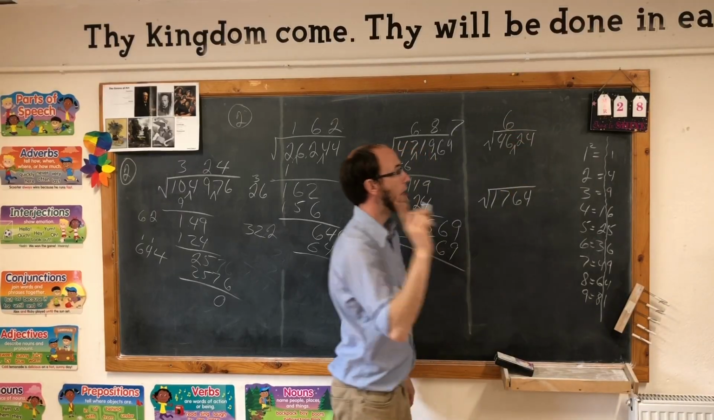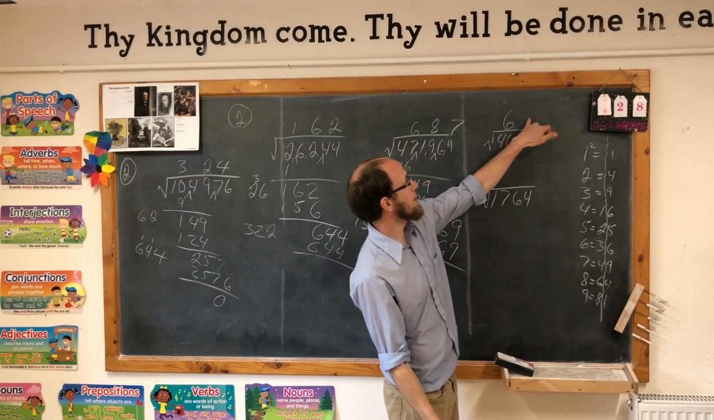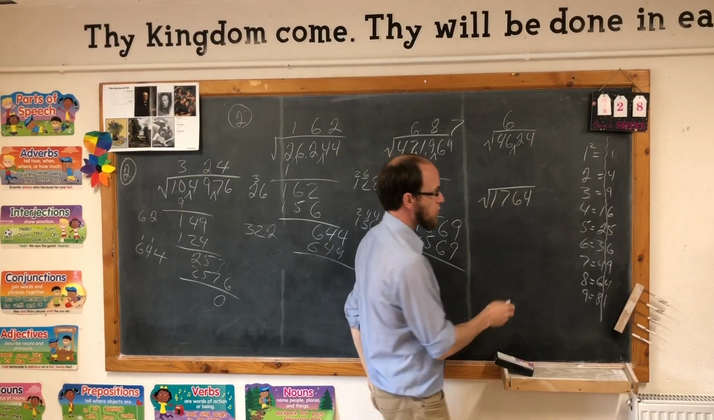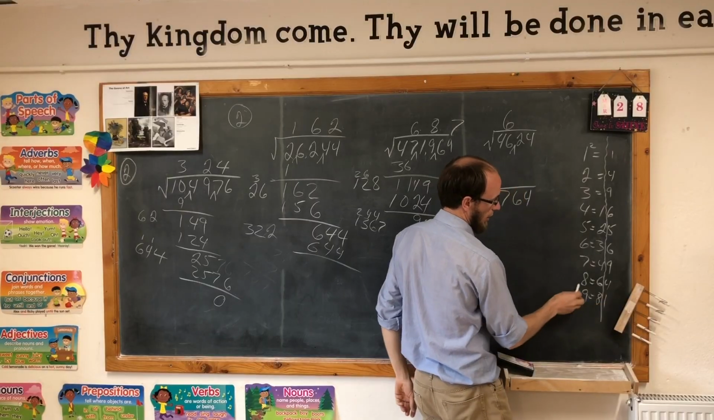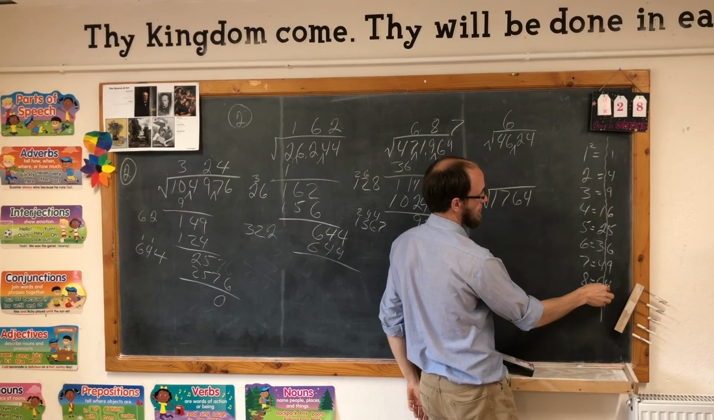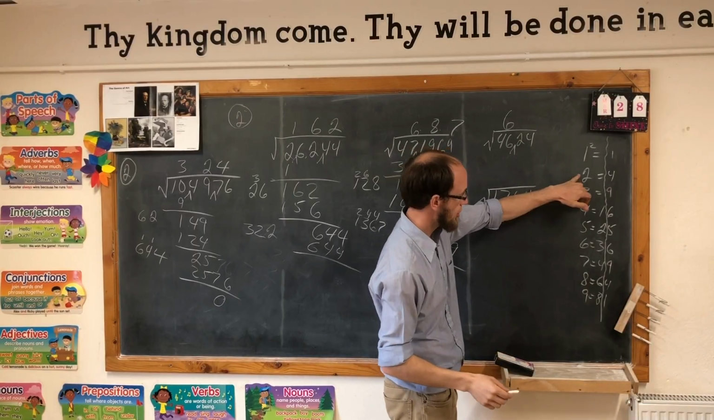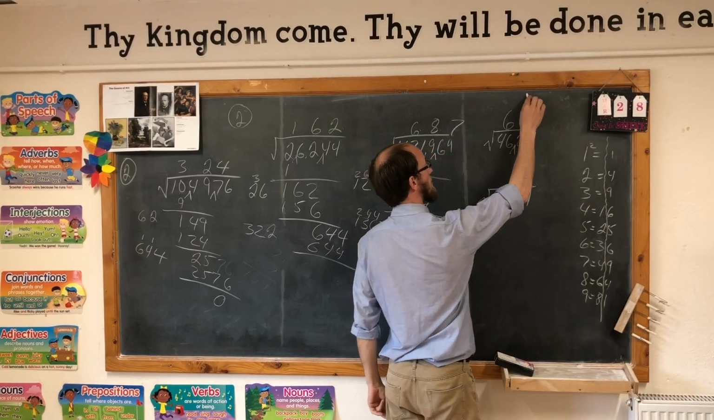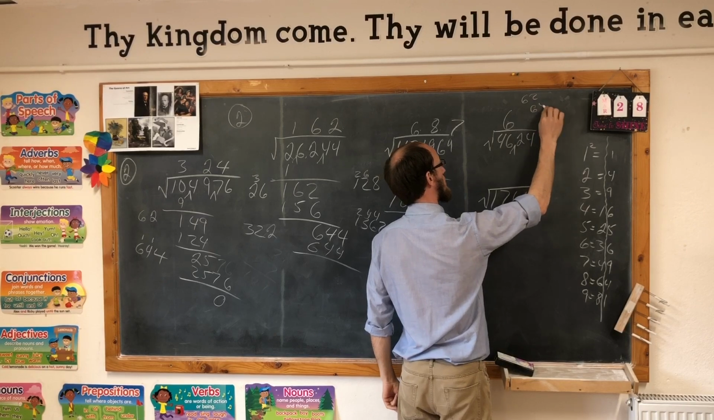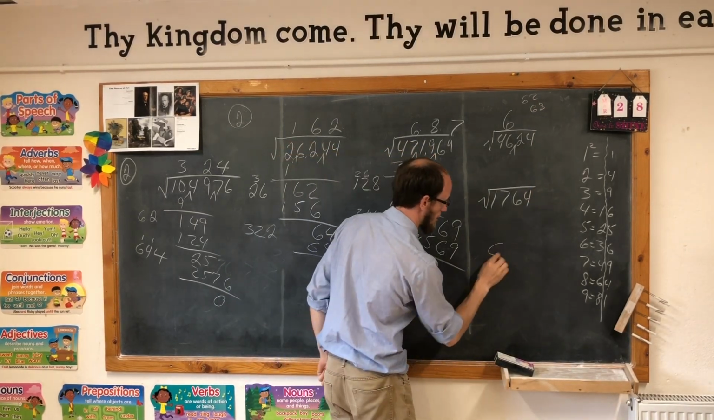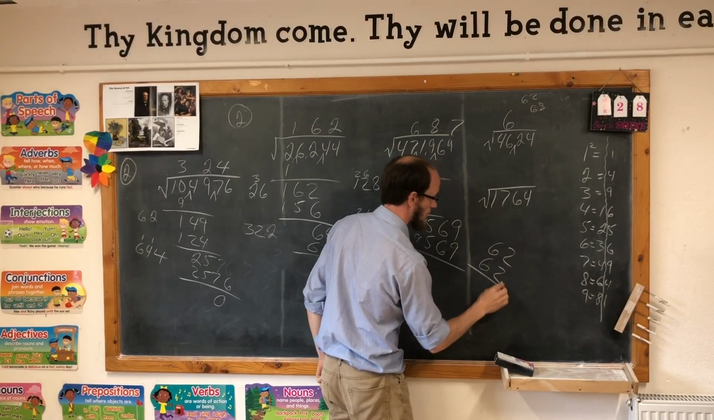Put a 6 here. Now, to figure out what goes in the second place, we look at this last digit here of 4. Which one of these has 4 in the last place? 8 has 4 in the last place, and 2 has 4 in the last place. So this is either a 2 or an 8. The answer here is either 62 or 68. We don't know which. We could easily find out if we would go 62 times 62 and do the math.